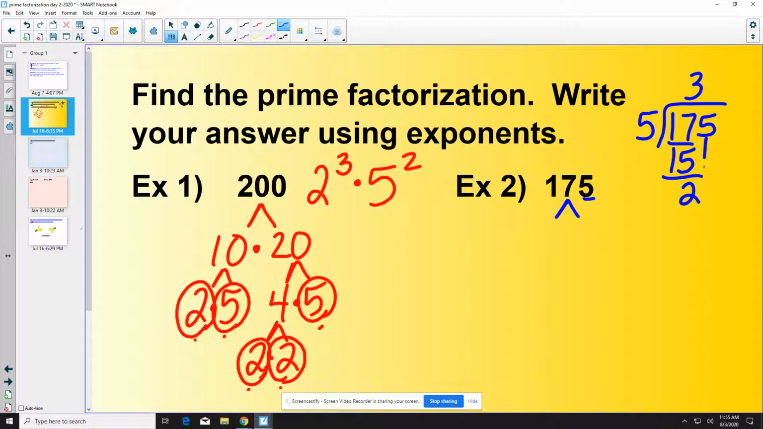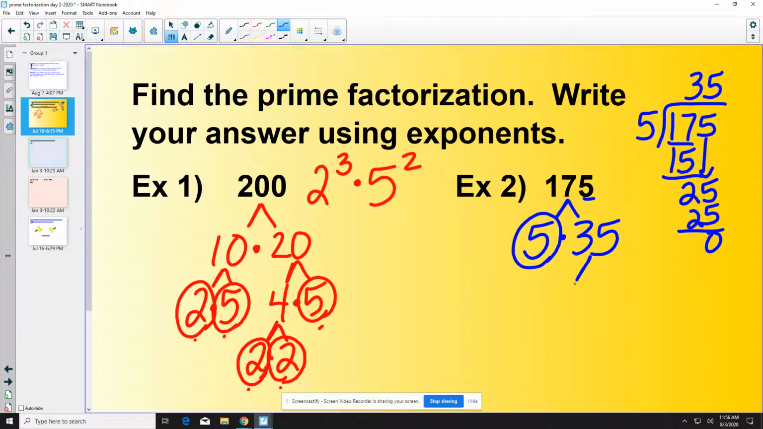Subtract, get 2. Bring down my 5. 5 goes into 25, 5. You could also use your multiplication table if you would like to divide that. So now I know 5 times 35 is 175. 5 is prime because only 1 times 5 will give me 5. But 35 is not prime. So there's something I can multiply to get 35. Okay, yes, it is 5 times 7.